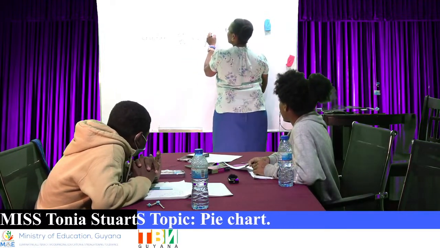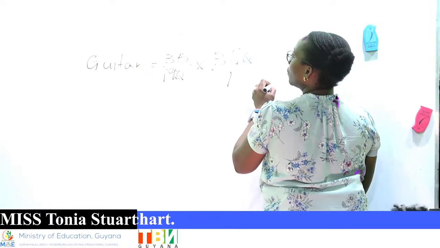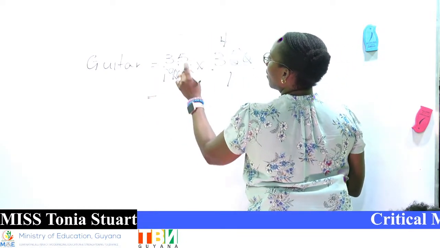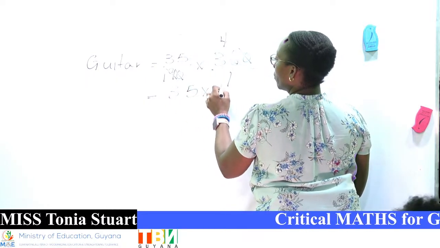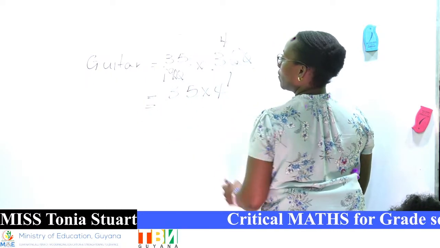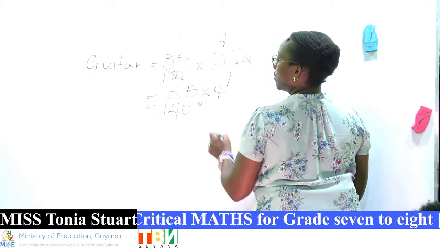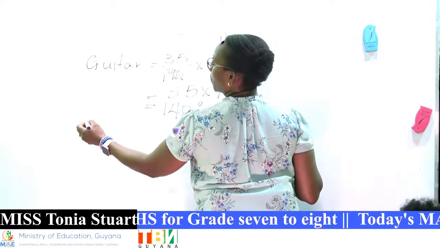So we cancel zeros. 9 can go into 9 one time. 9 can go into 36 4 times. Then we have 35 by 4. 35 by 4 would give us 140. 140 degrees. Great? Yeah. So we have what after?